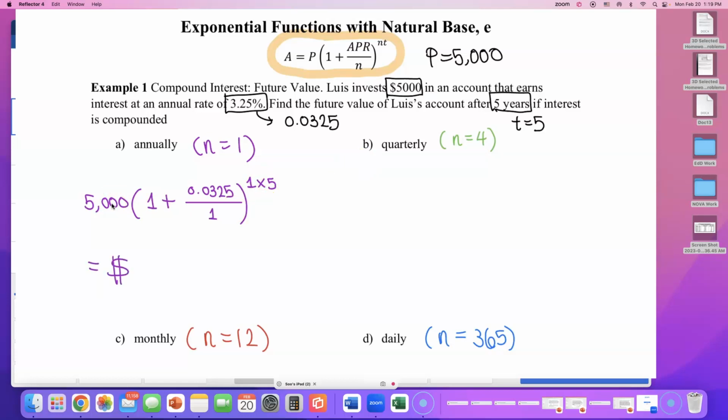Let me do the quarterly now, okay? For quarterly, you also start with $5,000, but inside the parentheses will be a little bit different. First, you divide that APR by 4 to convert it into a quarterly rate. And this growth factor will be multiplied by itself how many times? Well, there are 4 quarters in a year, and we're looking at a 5-year investment. So we're looking at really 4 times 5, 20 quarters. So the exponent has to be 20 in that case. We'll get the answer later.